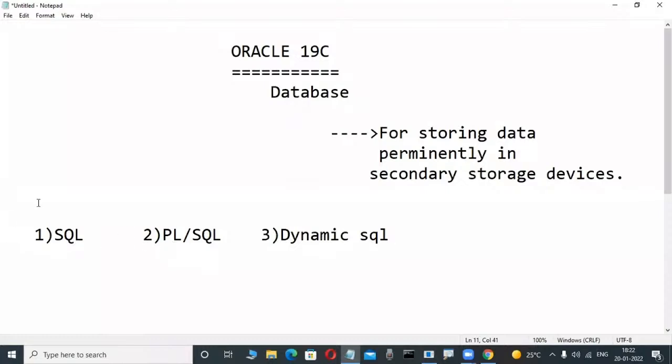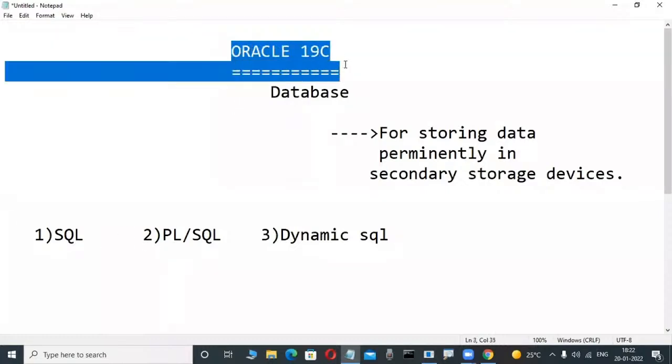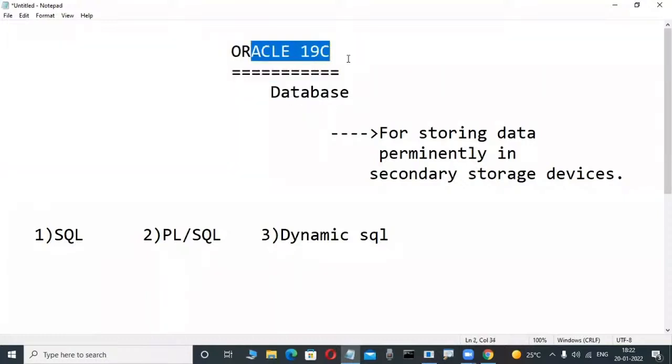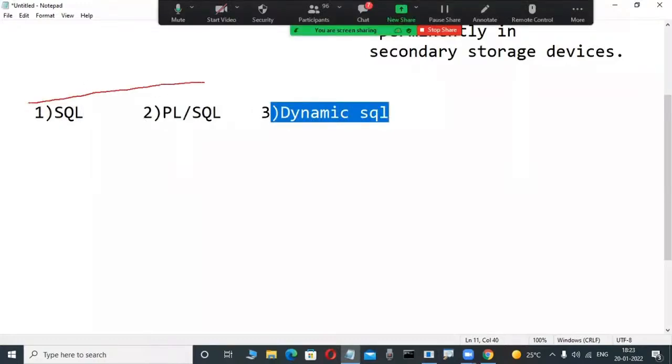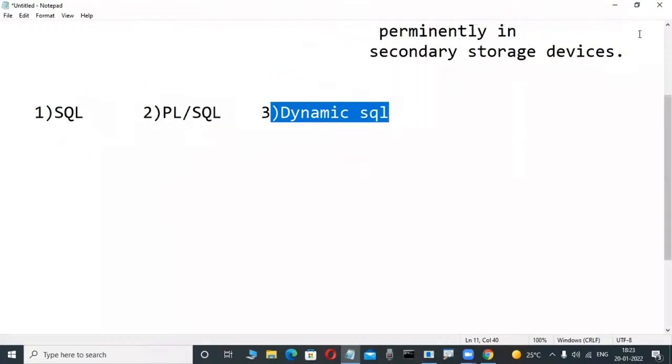So many different types of jobs are there. That's why, observe here, Oracle is a product from Oracle Corporation. If you want to operate this relational database product, which languages are we learning? One is the SQL language, another is PL/SQL, and another is Dynamic SQL. These three languages we are learning in our course. Most powerful.